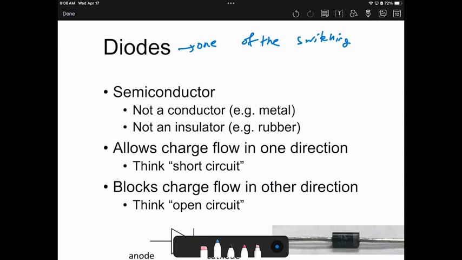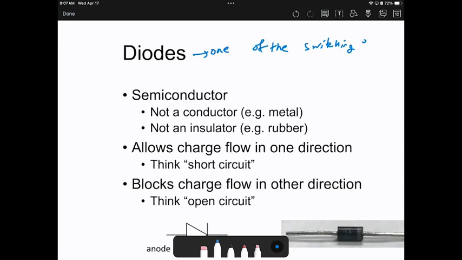We don't have enough time to cover it here. But there are other types of switching elements. They're called diodes. A diode is one of the switching elements, but the thing about diodes is that it's not like the transistor. We cannot control it. So it's an uncontrolled switching element. So what does this mean?